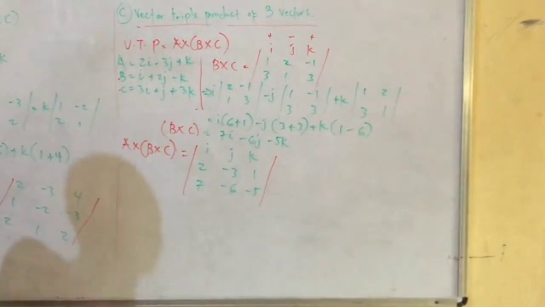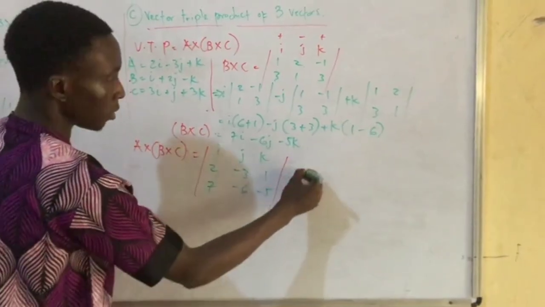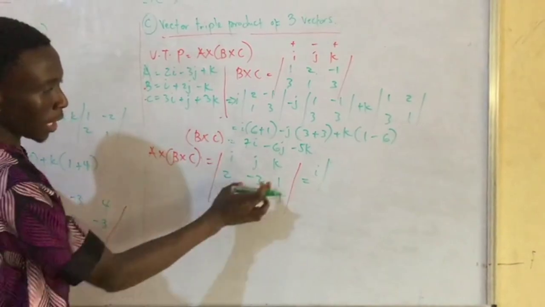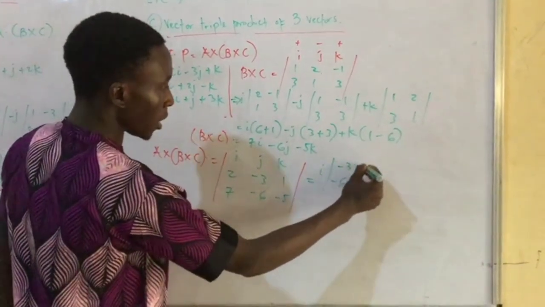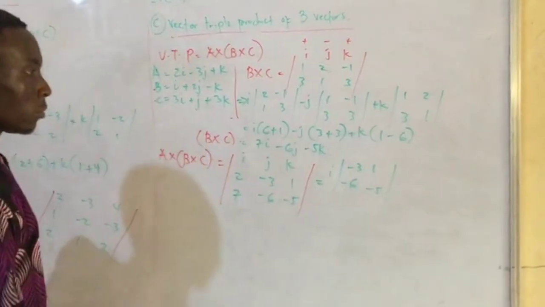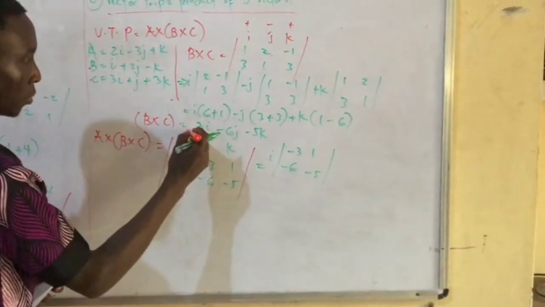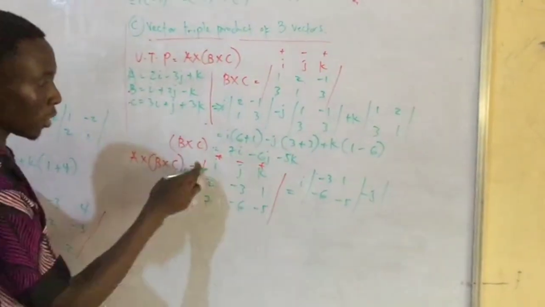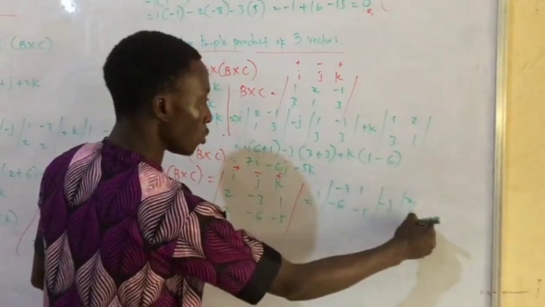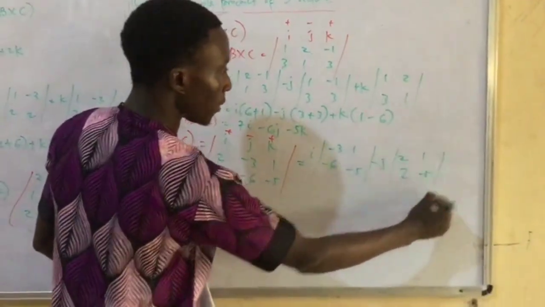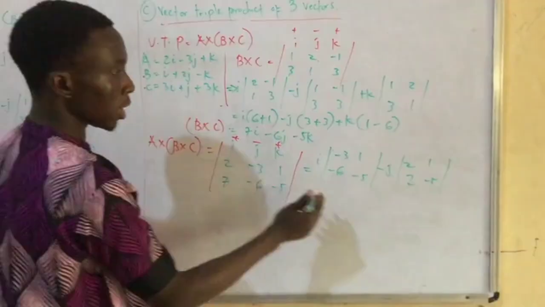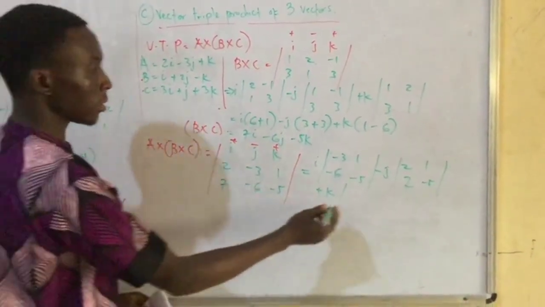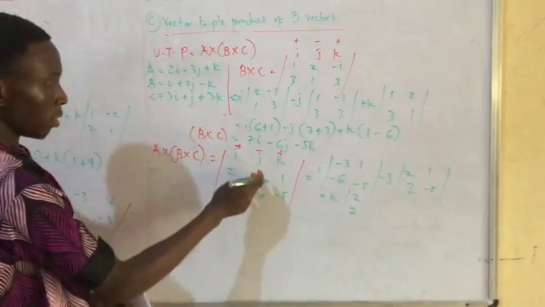So now what do we do from here? We follow our normal method. We have i. Let's do the determinant from this. So we take this rules out. We have this: minus 3, minus 6, 1, minus 5. Then minus j. So this goes out. We have this and this: 2, 7, 1, minus 5. Then for the last one, plus k. This goes out. We have this and this: 2, 7, minus 3, minus 6.